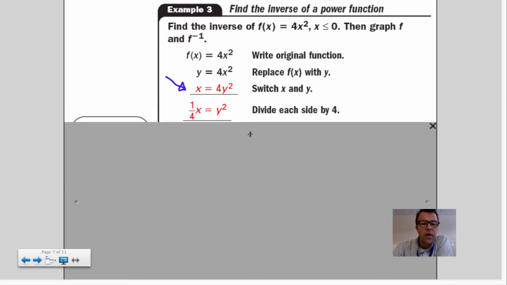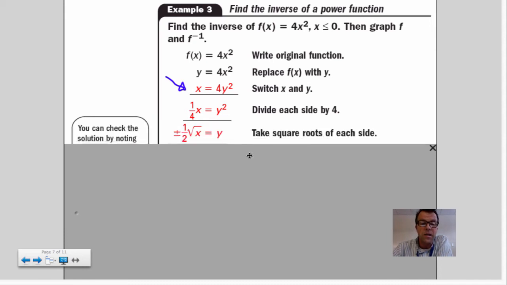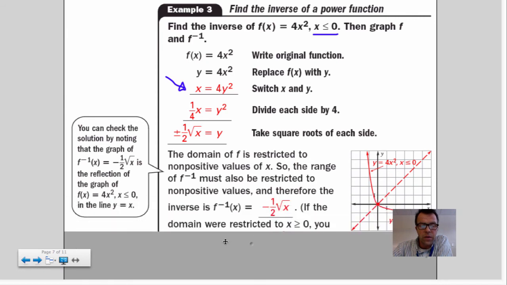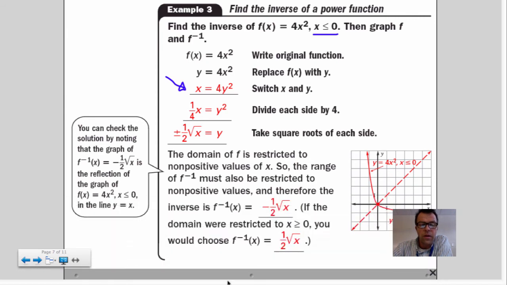And notice when I do that, the first thing I'll do is divide by 4. And now you should say, hey, you need to take the square root of both sides, and we'll get plus or minus. So this plus or minus throws us off, and that's exactly why they said, look, let's just do it for when x is less than 0. So that will just give us, and let me pull this all the way down, the negative 1/2 square root of x.